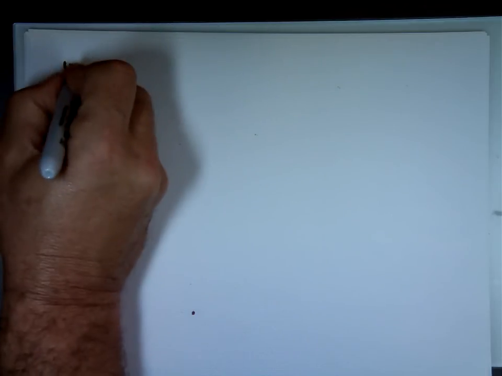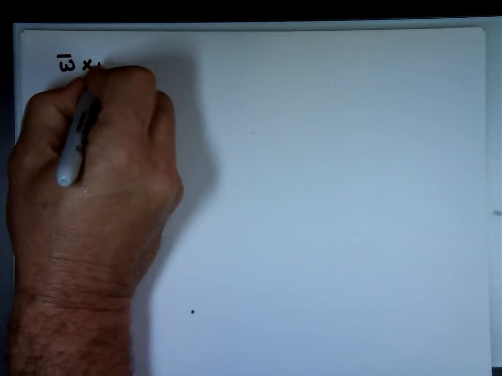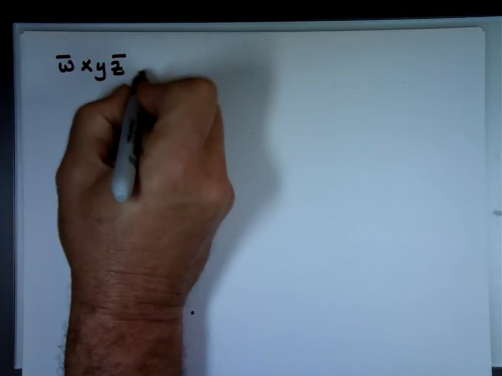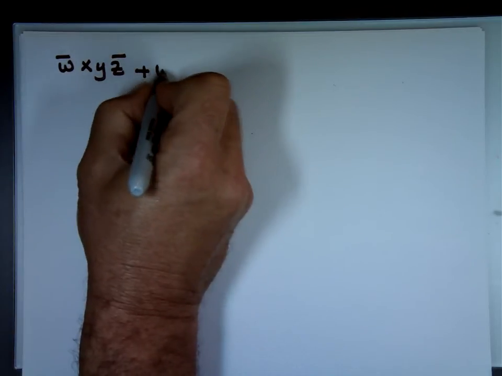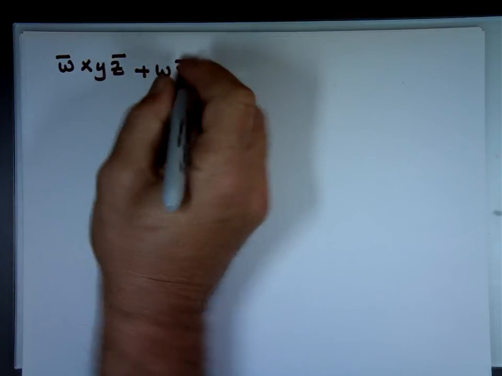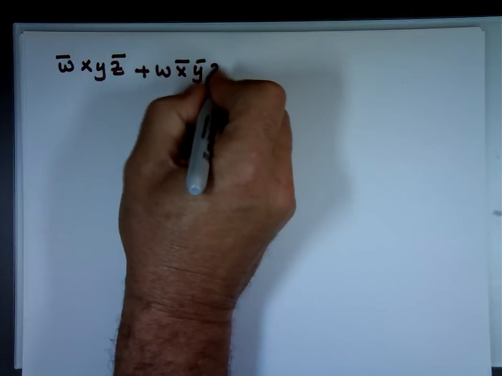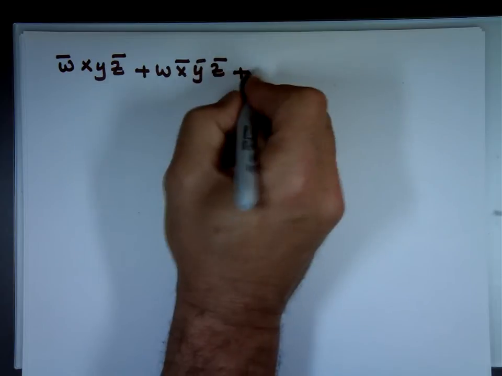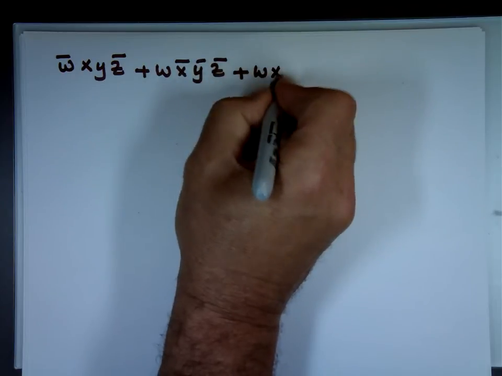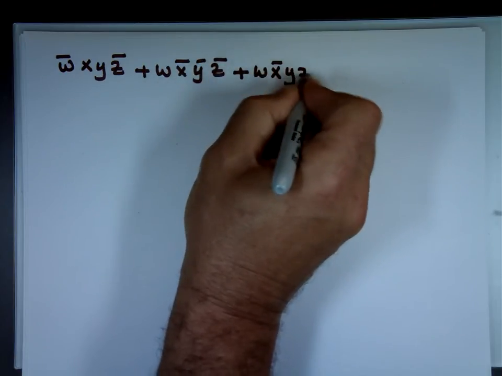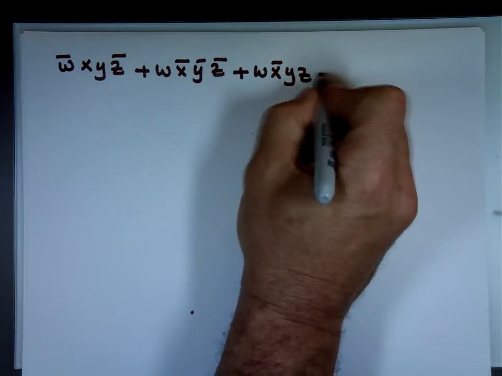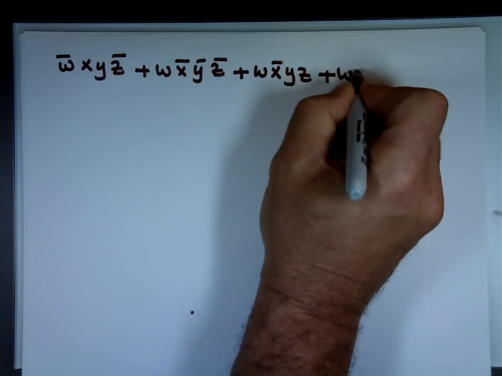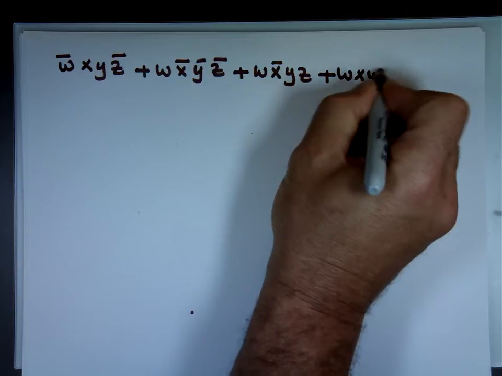The problem was W bar X, Y, Z bar plus W, X bar, Y bar, Z bar plus W, X bar, Y, Z plus W, X, Y, and Z.